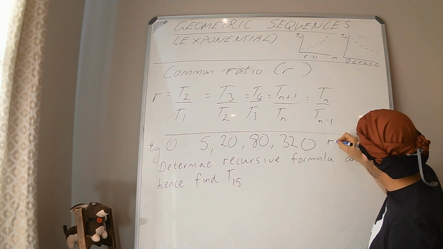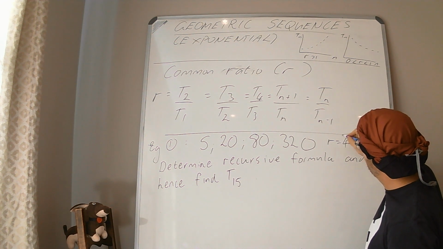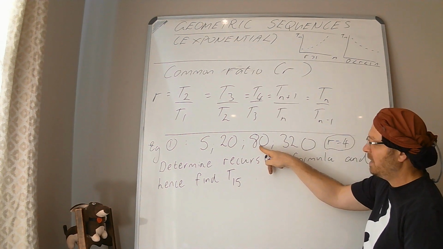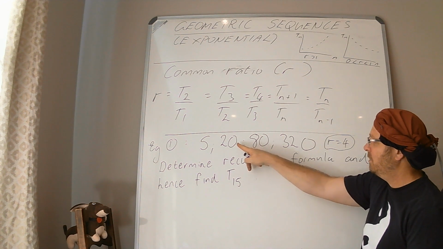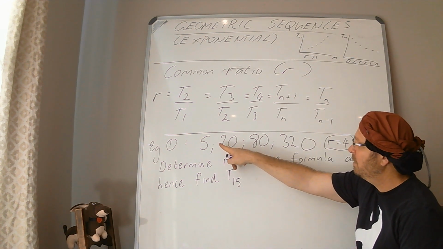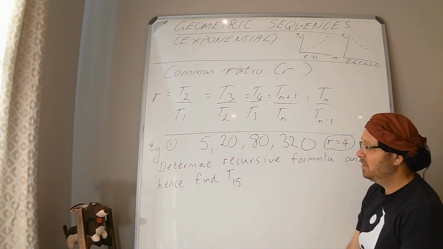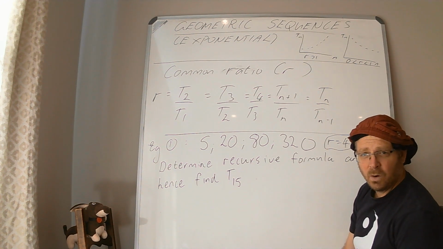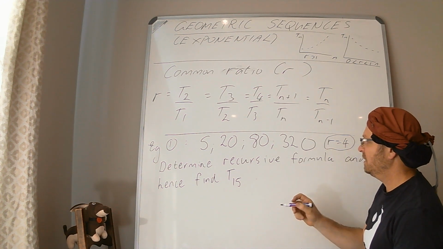In this particular sum it is equal to 4, because if you go 320 divided by 80, you get 4. If you go 80 divided by 20, you get 4. If you go 20 divided by 5, you get 4. So you're multiplying by 4 in each case. So your ratio is equal to 4.